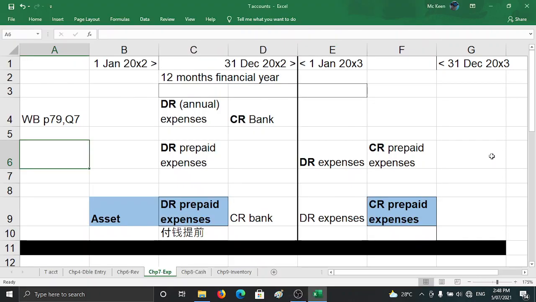Yup. Now back to chapter 7 on cost of sales and other expenses. So the question we're going to do today is workbook page 79, question 7. Stylone Professional rents a shop to provide hairstyling services. Rental expenses paid by check during the year was 60,000. Okay, so paid by check 60,000.